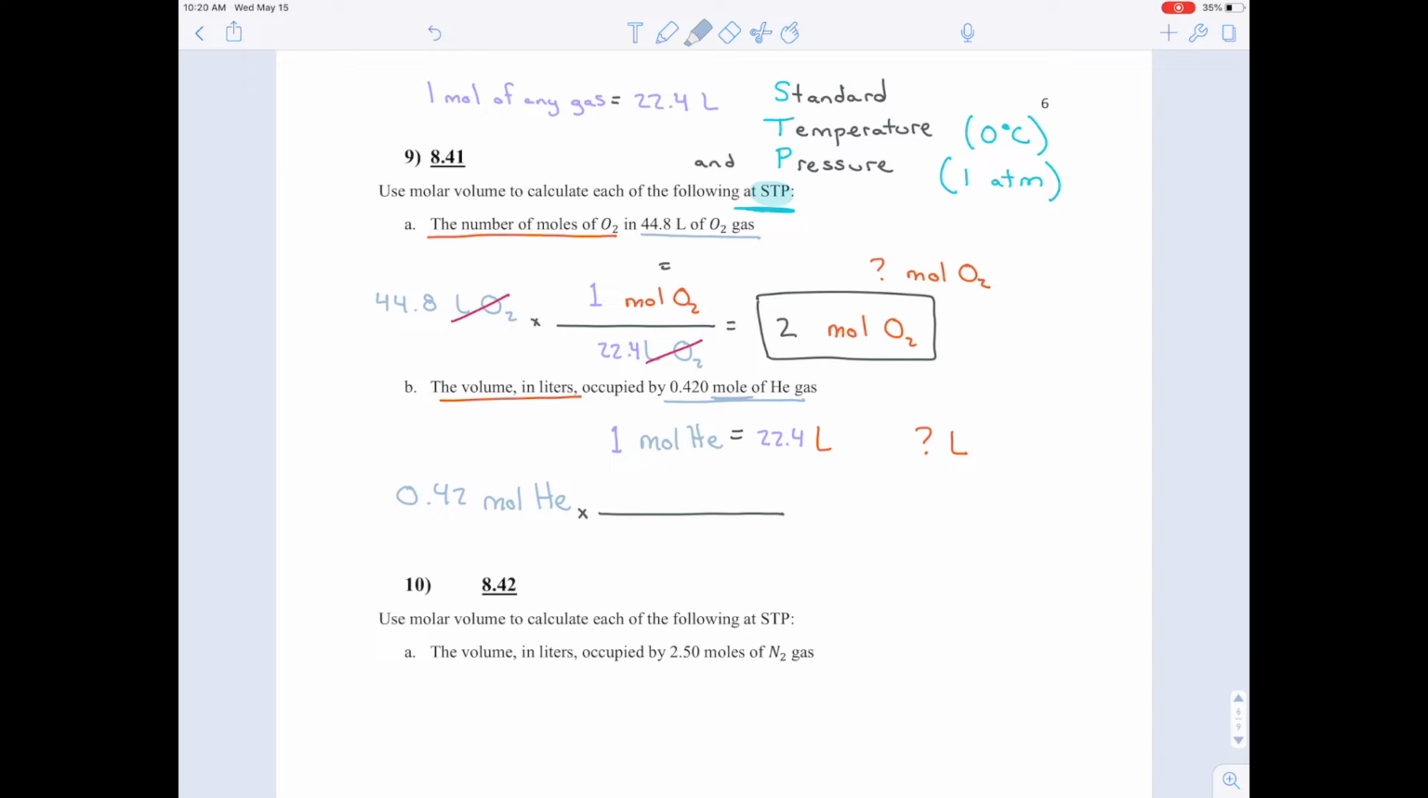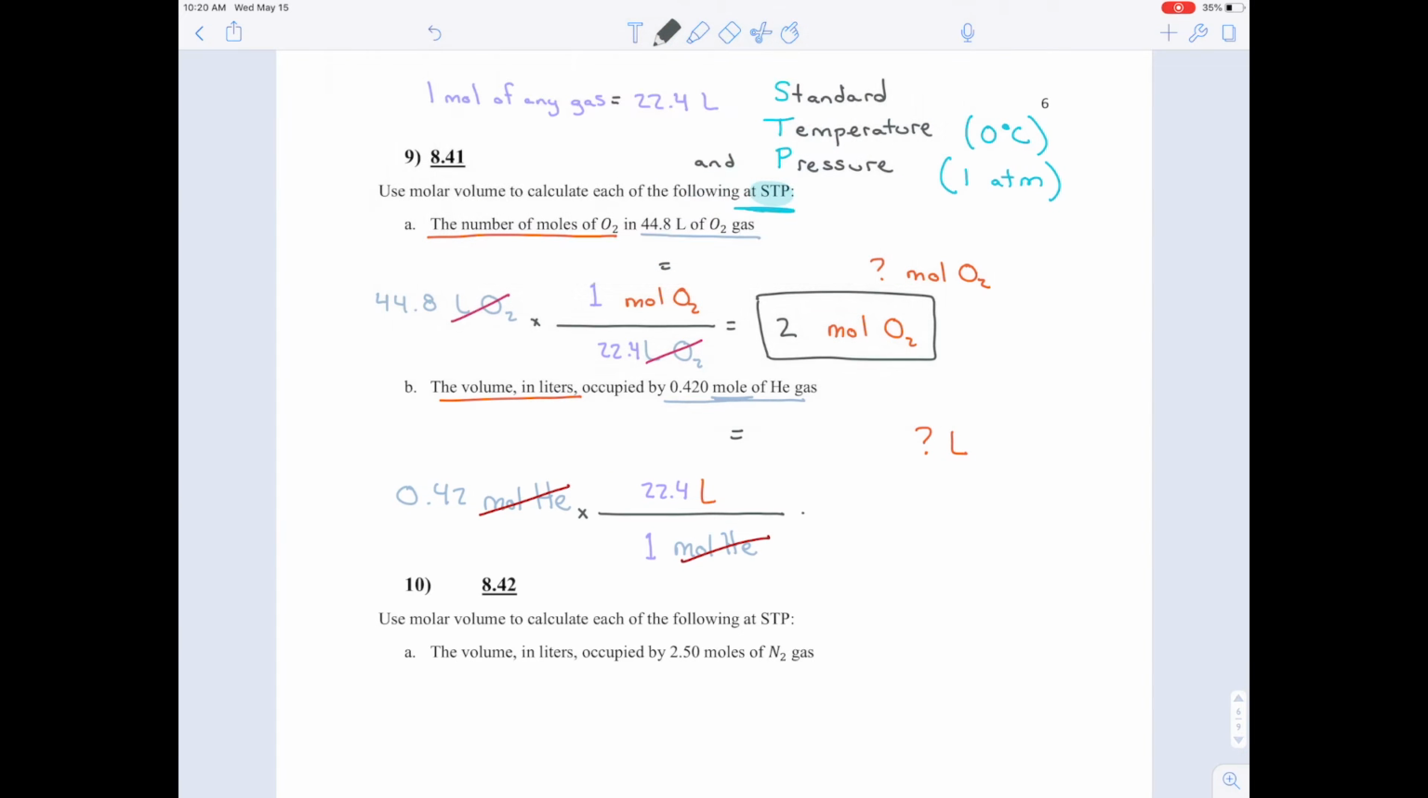So we want moles of helium on the bottom. So we take the side of the conversion factor that has moles of helium and we put that on the bottom. Going over the fraction bar is like going across the equal sign, so on top we'll have 22.4 liters. Moles of helium will cancel out because that one that I just crossed out is on the top of a fraction, and this one that I just crossed out is at the bottom.